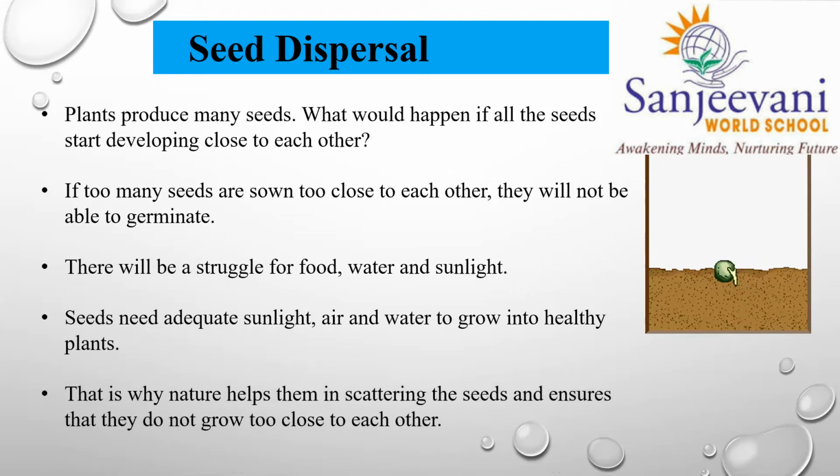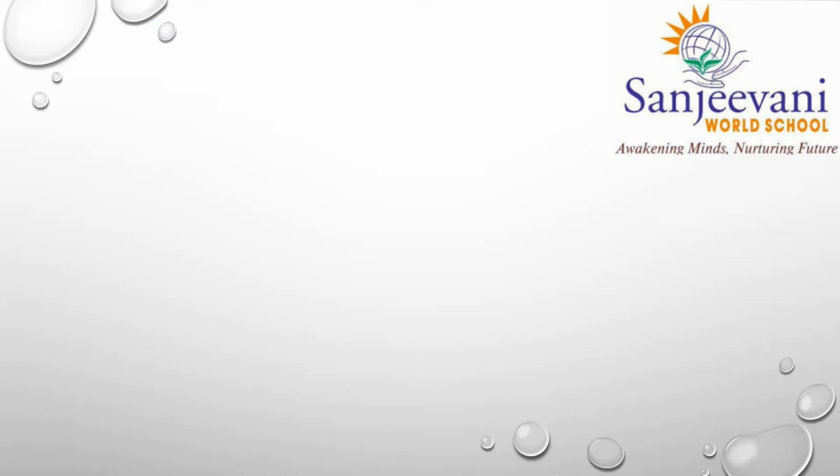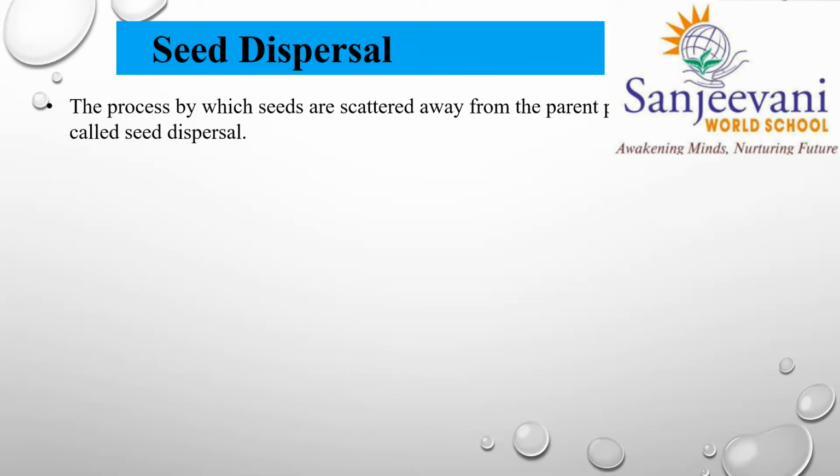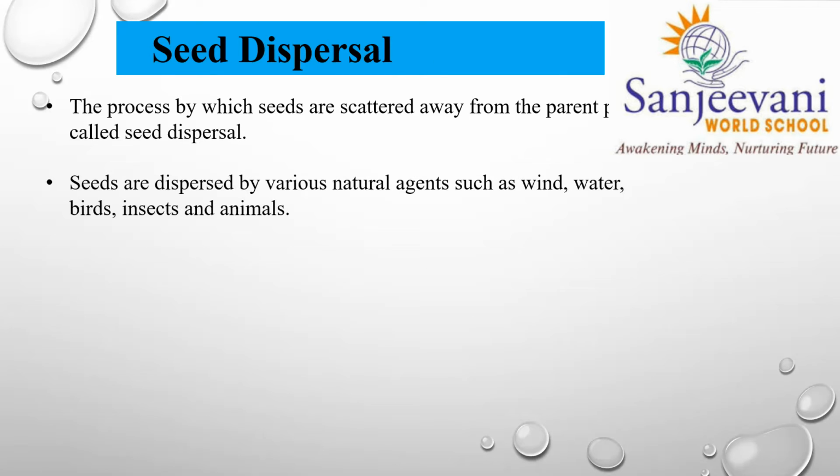So that is why nature helps in scattering the seeds and ensures that they do not stay close to each other. That's why there is a process called seed dispersal, the process by which seeds are scattered away, carried away from the parent plant. Seeds are dispersed by various natural agents.